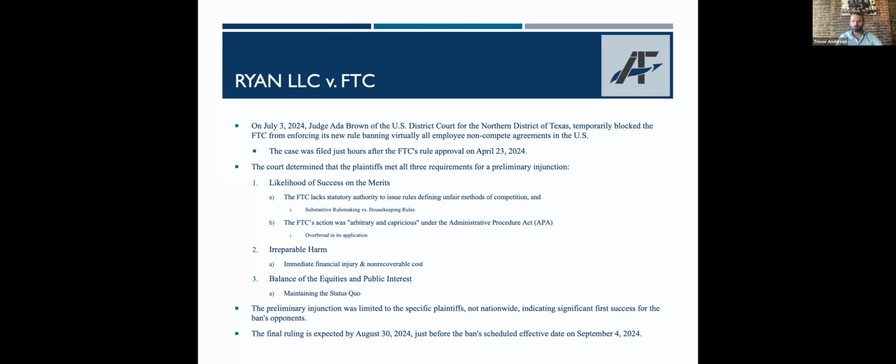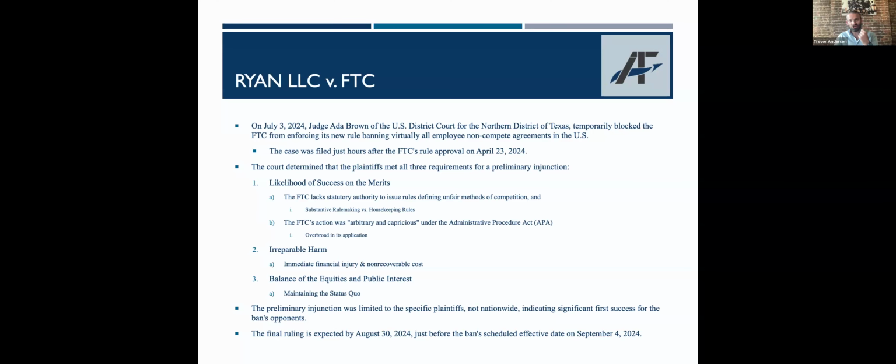Then on the claim that it was arbitrary and capricious, well, they're saying that it was overbroad in its application, right? They would affect every class of employee in every industry in ways that were not going to be fully understood, fully researched, fully appreciated, and would have impacts far exceeding what they anticipated. And then lastly, the balance of equities and public interest. It's easier to maintain the status quo. That's essentially what the court decided on.